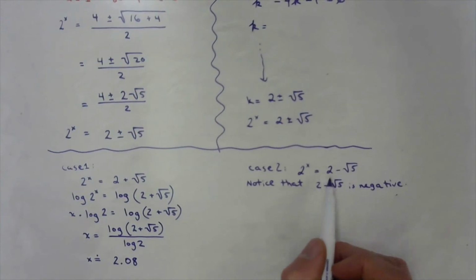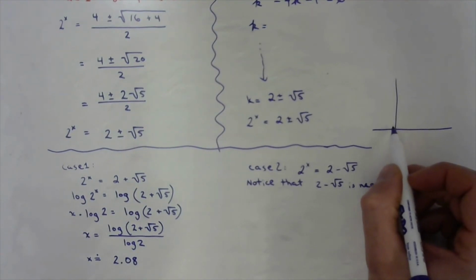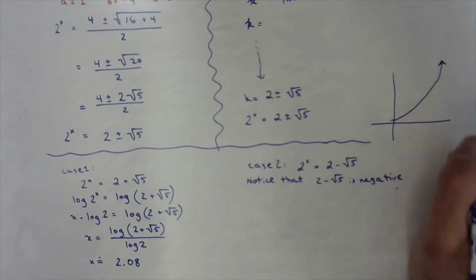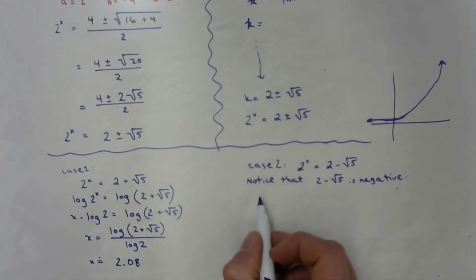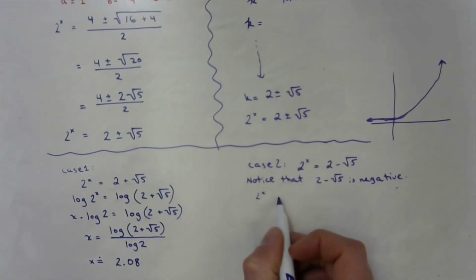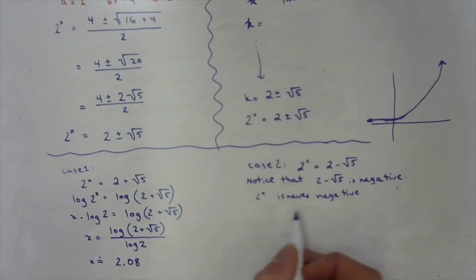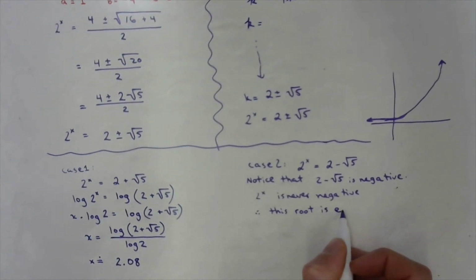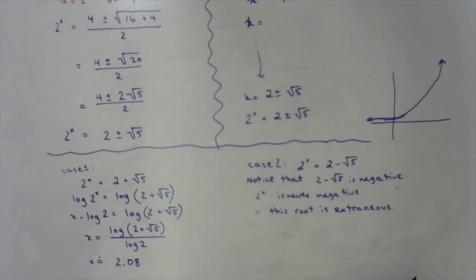Okay, so if this side is negative, 2 to the power of x, the graph of 2 to the power of x looks something like this. It can never be negative. Okay? So we would say this root is extraneous. 2 to the power of x is never negative. Therefore, this root is extraneous, outside the realm of reality.